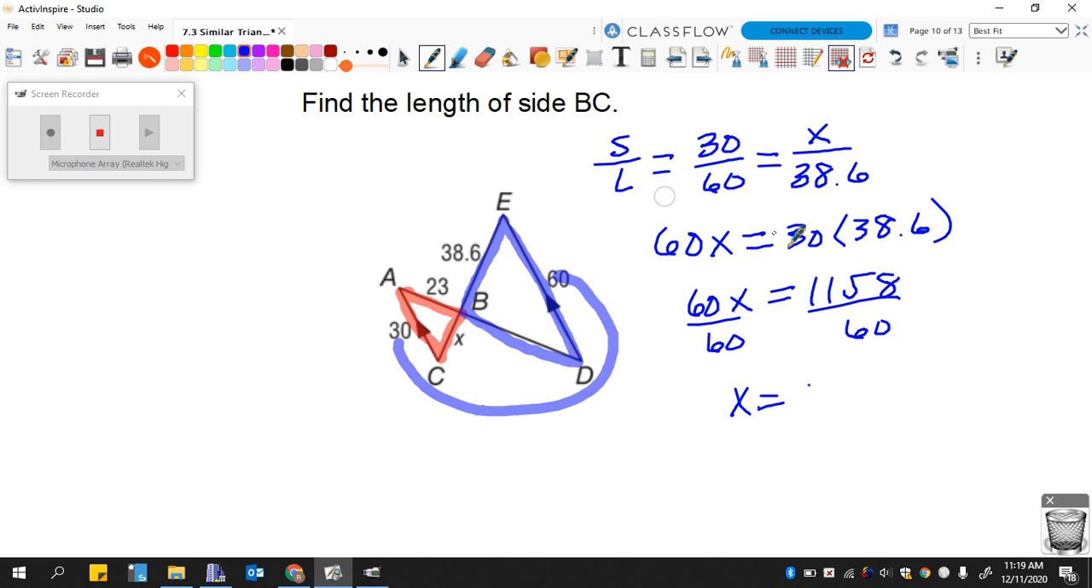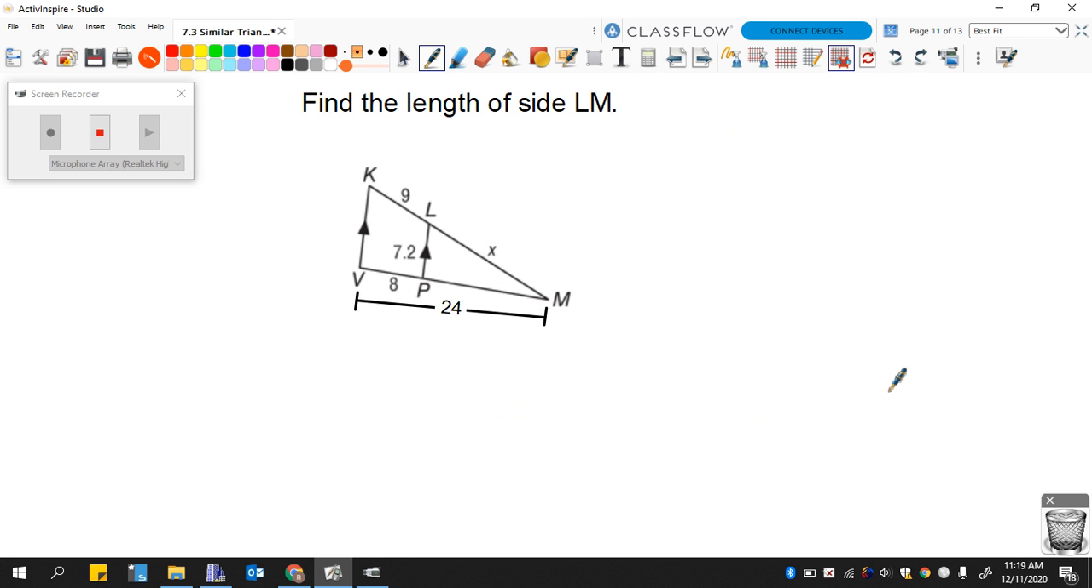X is equal to 19.3. All right. So sometimes we don't end up with nice, easy numbers. Sometimes we end up with a decimal. All right. So this one is also slightly different. And just so you guys know, every one of these examples, you're going to have something like this in your classwork.